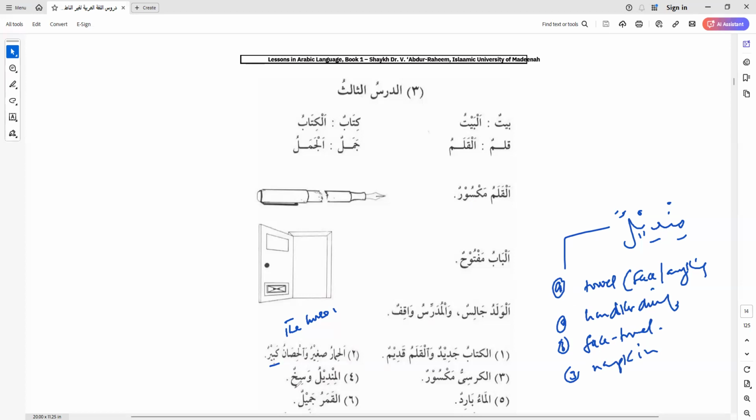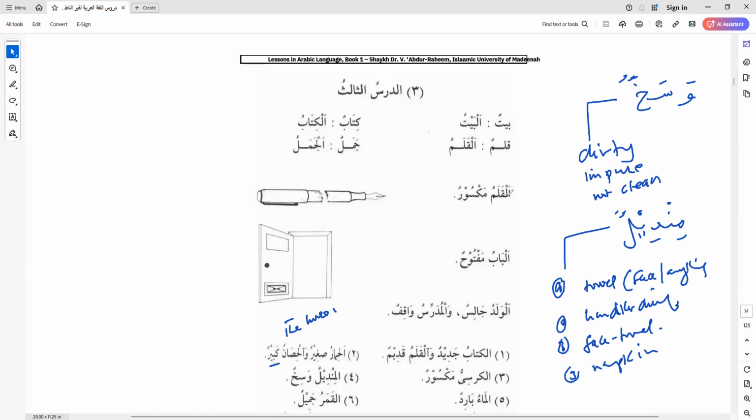So the word wasikhun means dirty. If something is dirty we say it's wasikhun, or you can say wasikh. It's dirty. It's impure. It's not clean. We say it's wasikh. So you can say al-babu wasikh. The door is dirty.